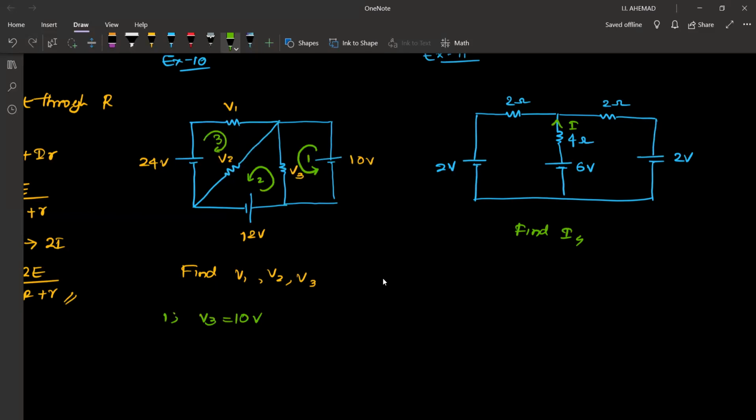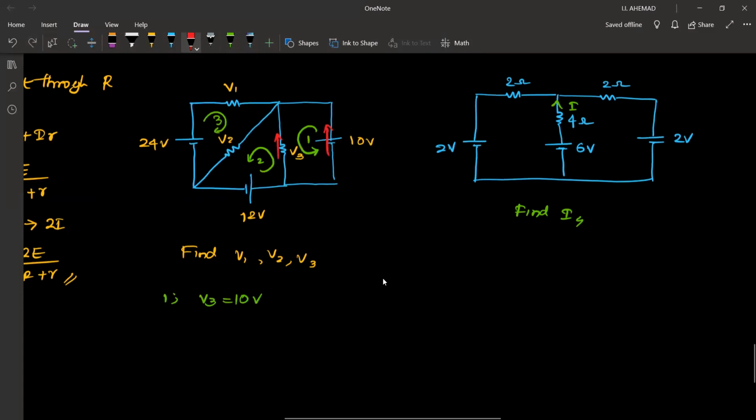Is that clear? Here mark the arrow, otherwise it will confuse. Mark the potential drop. Here you have potential rise. Here you have potential drop. Is that clear? Similarly, can you find V2 and V1? What is V2?